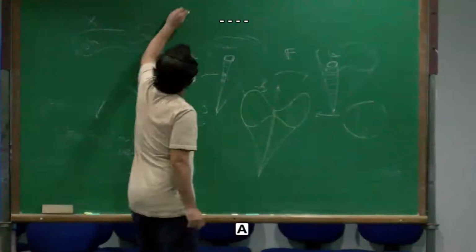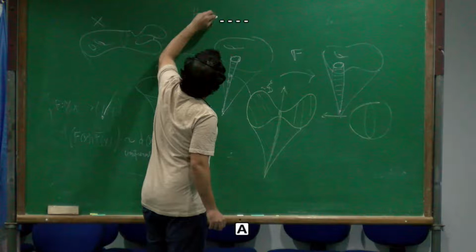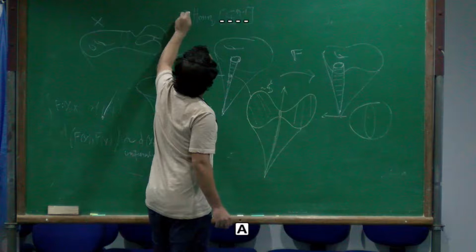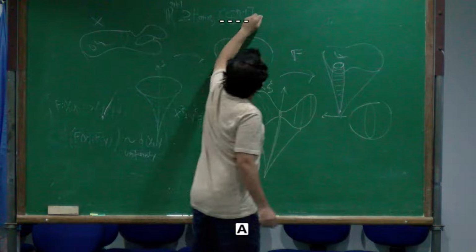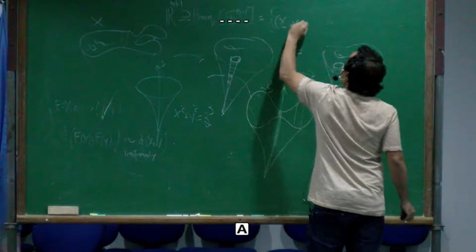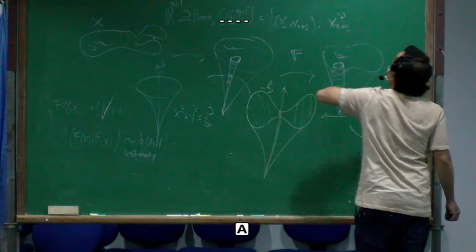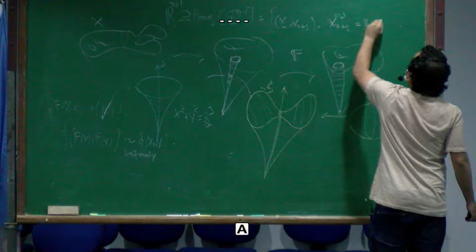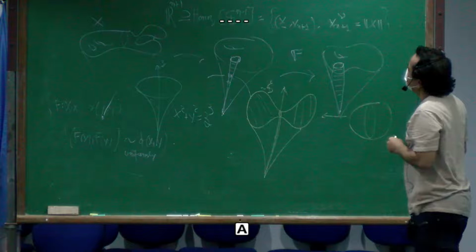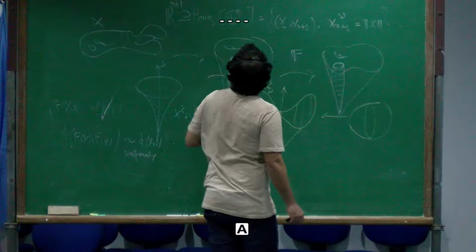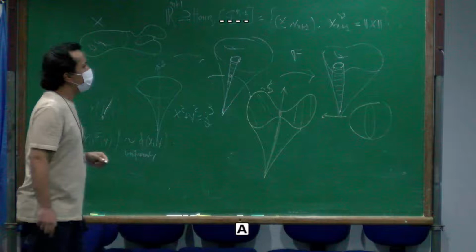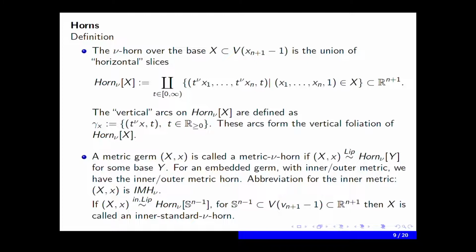For example, if you take horn nu of the sum of r to the n plus 1, for example, Sn minus 1, yes. You have this equation from a standard horn. Of course, it's the same algebraic set.